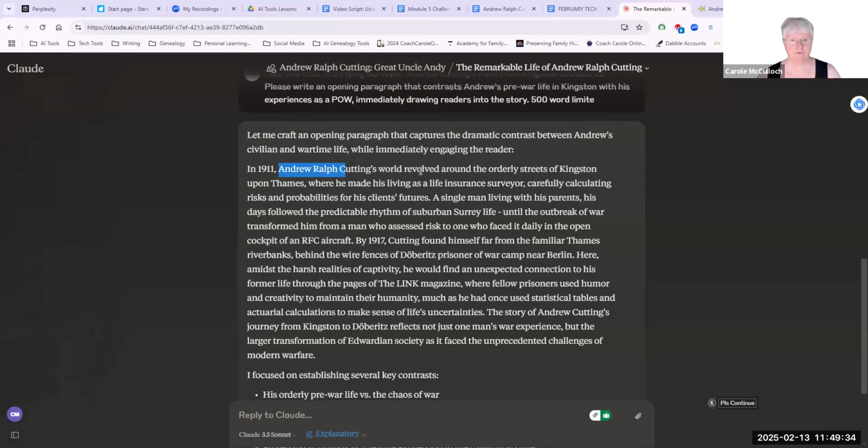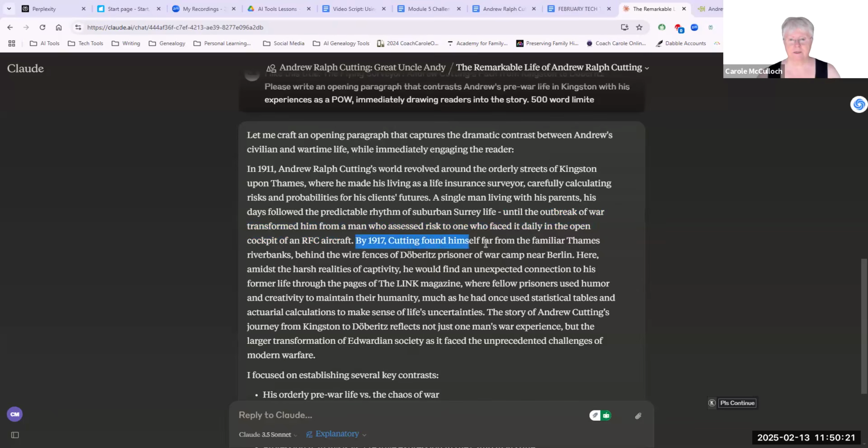In 1911, Andrew Ralph Cutting's world revolved around the orderly streets of Kingston upon Thames, where he made his living as a life insurance surveyor, carefully calculating risks and probabilities for his clients' futures. Already we have a description of a man I never knew. A single man living with his parents, his days followed the predictable rhythm of suburban Surrey life, until the outbreak of war transformed him from a man who assessed risk to one who faced it daily in the open cockpit of an RFC aircraft.